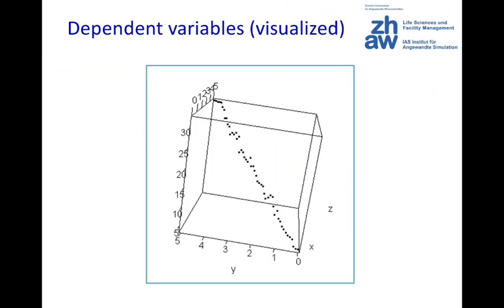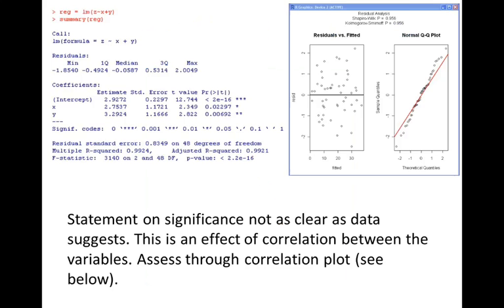Dependent variables. Visualized here, you see that the data is forming a line and not a plane. That means you have one redundant dimension. Here, if we do the same analysis, we observe that again the parameters are significant, x and y. And the normality assumptions are fine, and the structure in the residuals also looks okay.